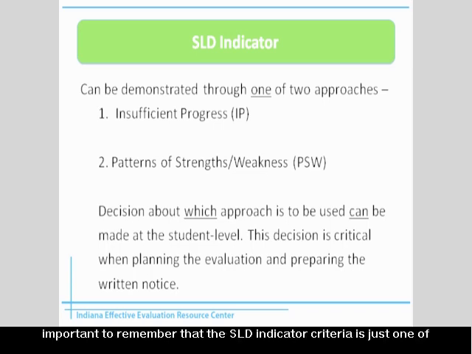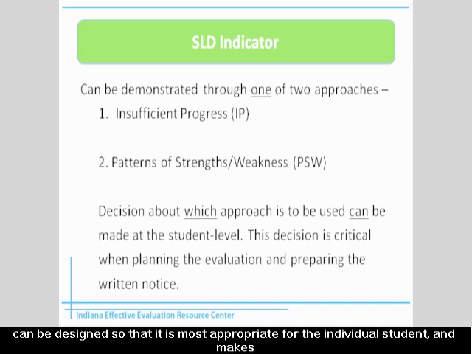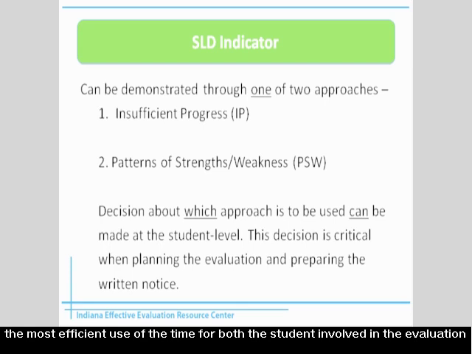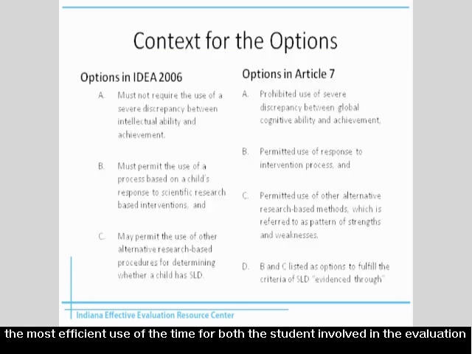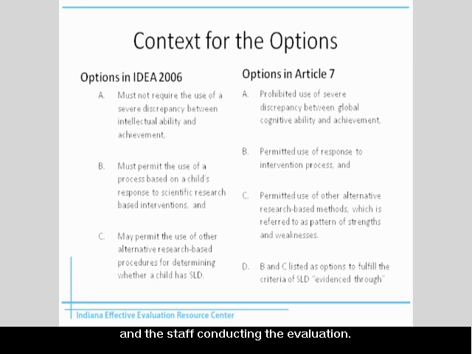It is important to remember that the SLD Indicator criteria is just one of 5 necessary for SLD determination. However, when the multidisciplinary team is considering which of these 2 approaches is most appropriate, that can be done prior to the preparation of the written notice and during the stage when the evaluation is being planned. That way the evaluation can be designed so that it's most appropriate for the individual student and makes the most efficient use of the time for both the student involved in the evaluation and the staff conducting the evaluation.